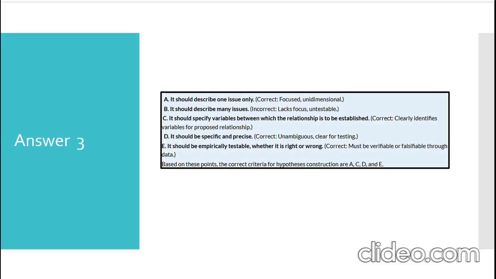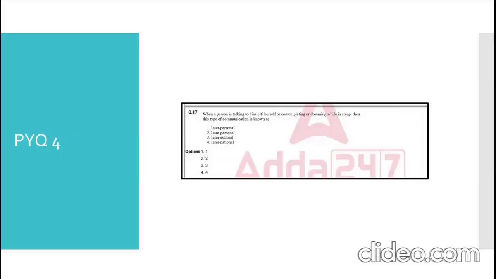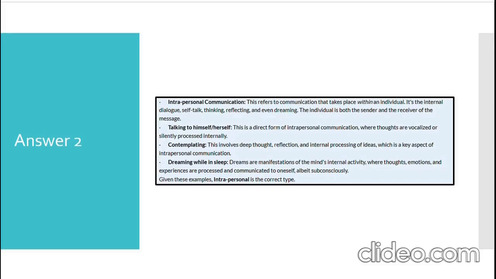Okay, next question. When a person is talking to himself or herself or contemplating or dreaming while in sleep, then this type of communication is known as interpersonal, intrapersonal, intercultural, international. Options 1, 2, 3 and 4. So the answer is option 2, intrapersonal communication. This would involve communication within an individual. It is the internal dialogue or self-talk. Thinking, reflecting or even dreaming. The individual is both the sender and receiver of the message.